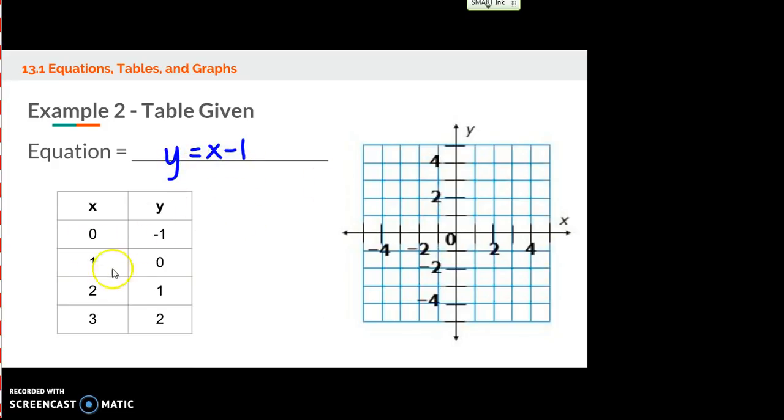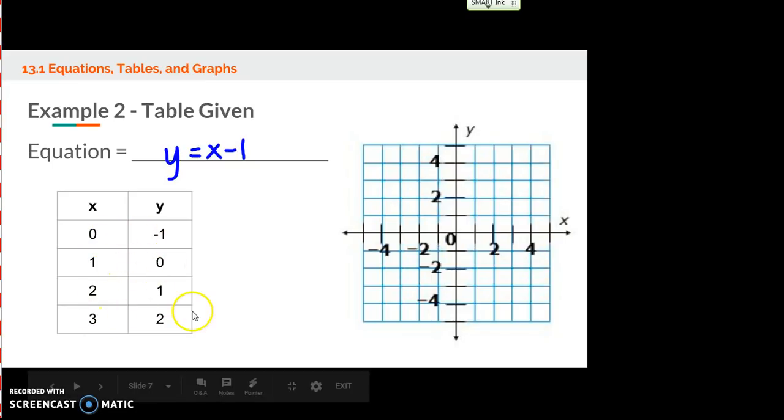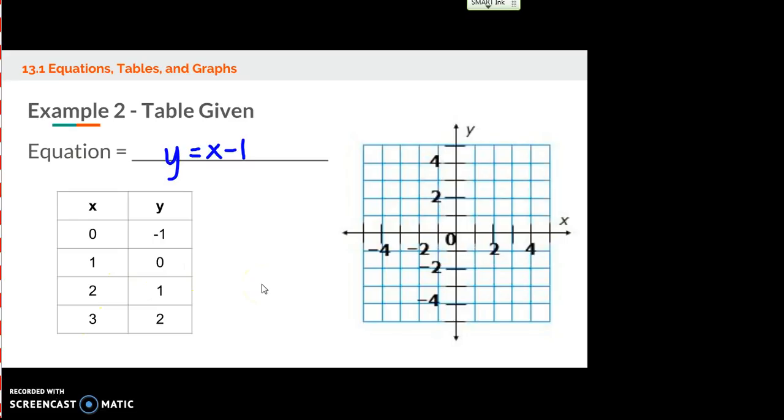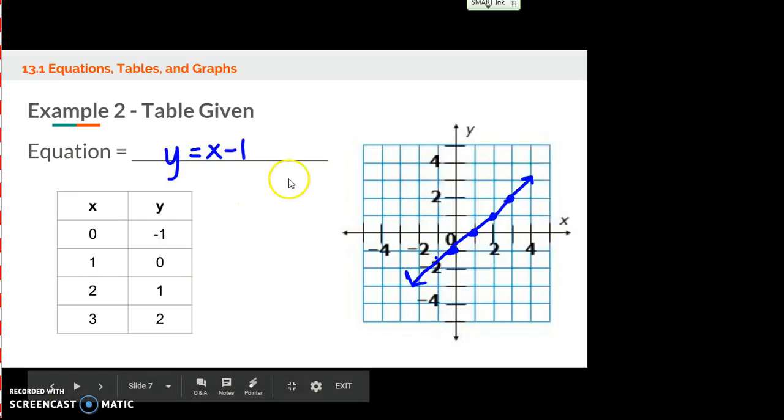Now we wrote the equation, which is always y equals. Now we can go ahead and graph these 4 ordered pairs. So I have 0, negative 1; 1, 0; 2, 1; and 3, 2. So go ahead and graph those 4 ordered pairs and connect the dots. All right, and there we go. We were given the table, and now here we have our equation and our line.